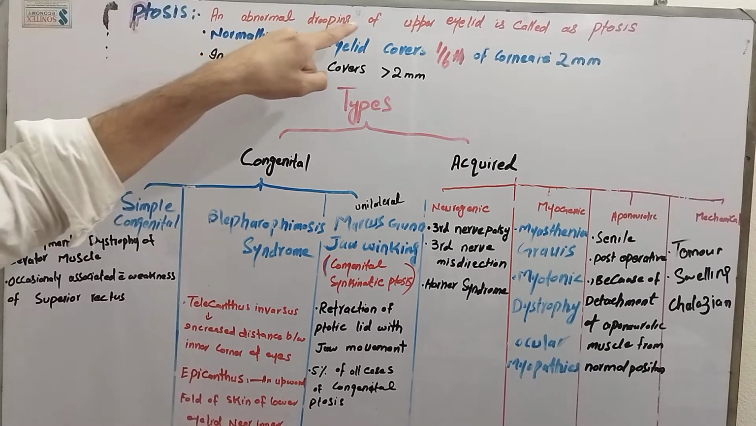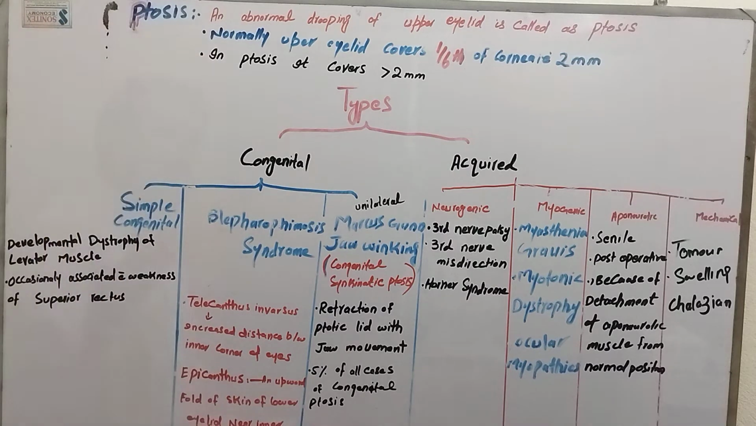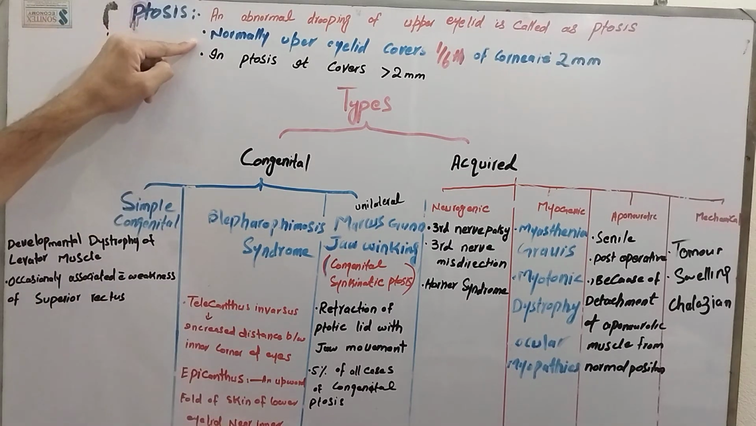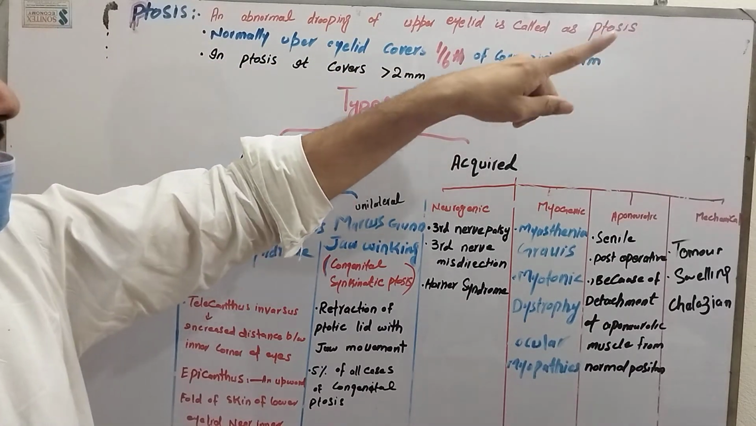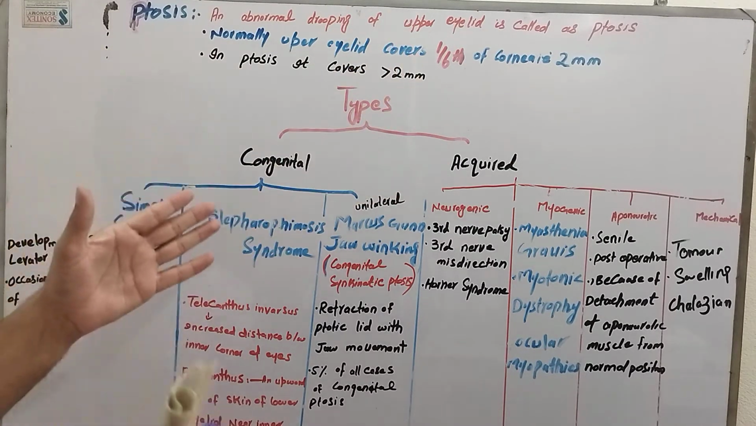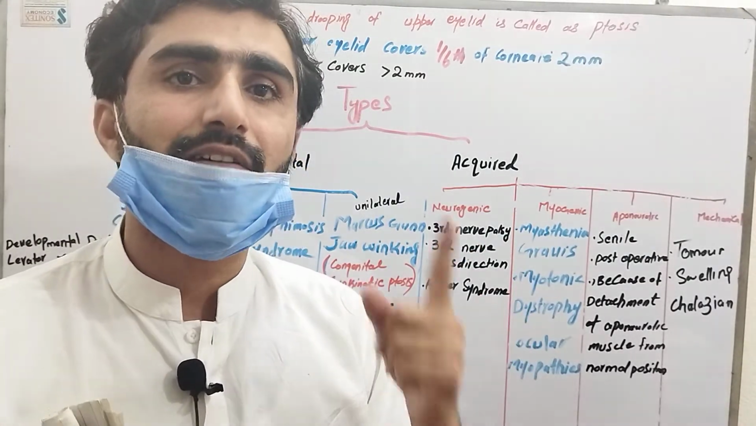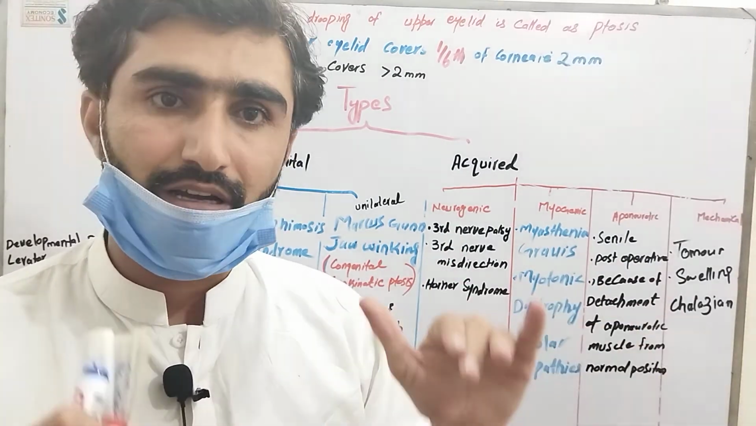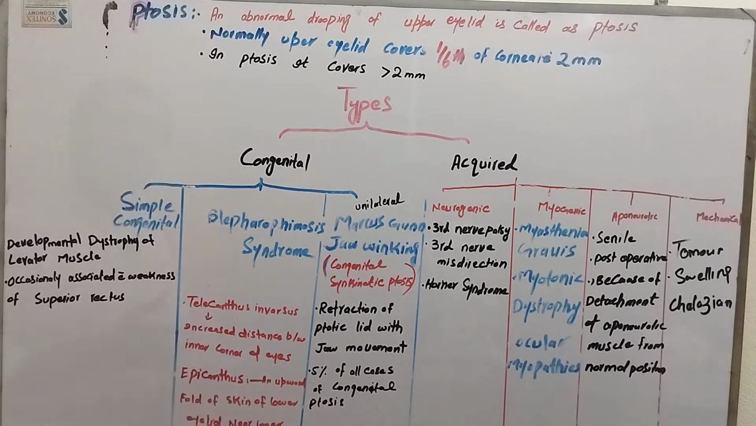An abnormal drooping of upper eyelid is called ptosis. Our upper lid is coming downward. Normally the upper eyelid covers 1/6 of the cornea, that is 2 mm, but in ptosis it covers more than 2 mm. If we divide the cornea into 6 parts, normally the upper eyelid covers only one part. Now I want to tell you why ptosis develops in our eyes, what is the reason for drooping of the upper eyelid.